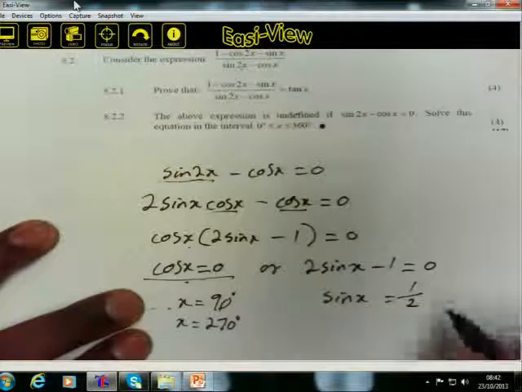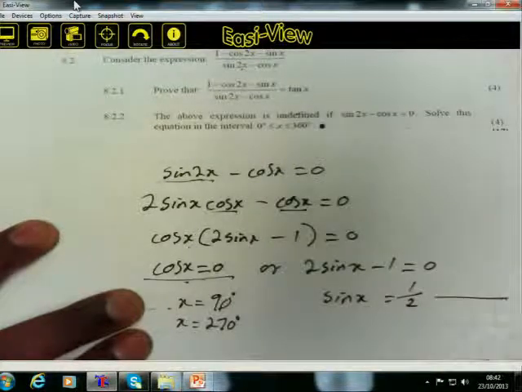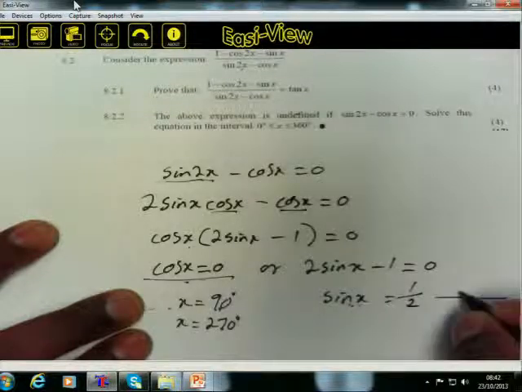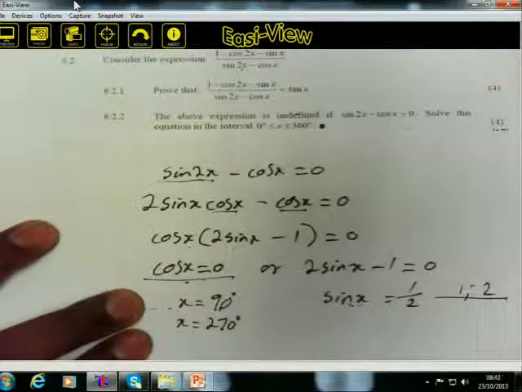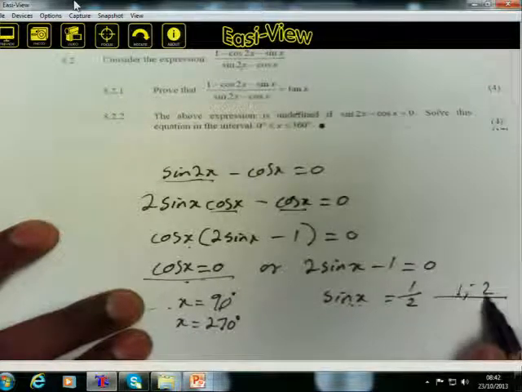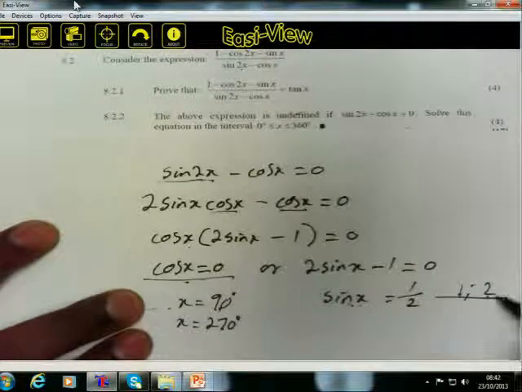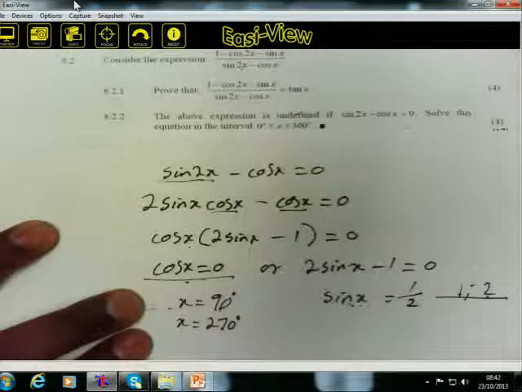And we know very well that according to the CAST diagram, sine will be positive in the first and the second quadrant. You're going to have two angles. The first angle will be in the first quadrant, the other one in the second quadrant. And remember, how do we name angles in the second quadrant? 180 degrees minus.